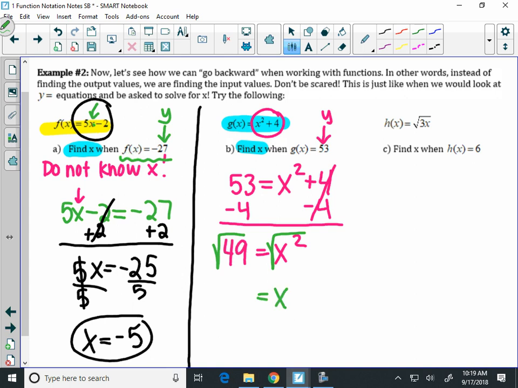Well, x equals the square root of 49, which is 7. So 7 would be your final answer.